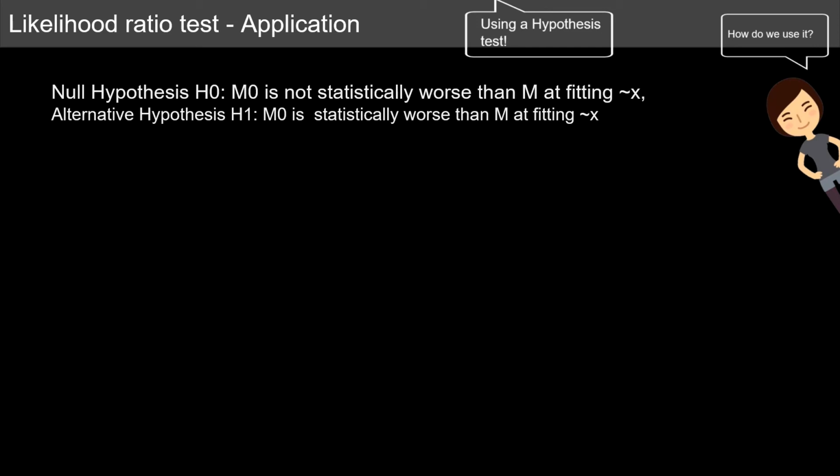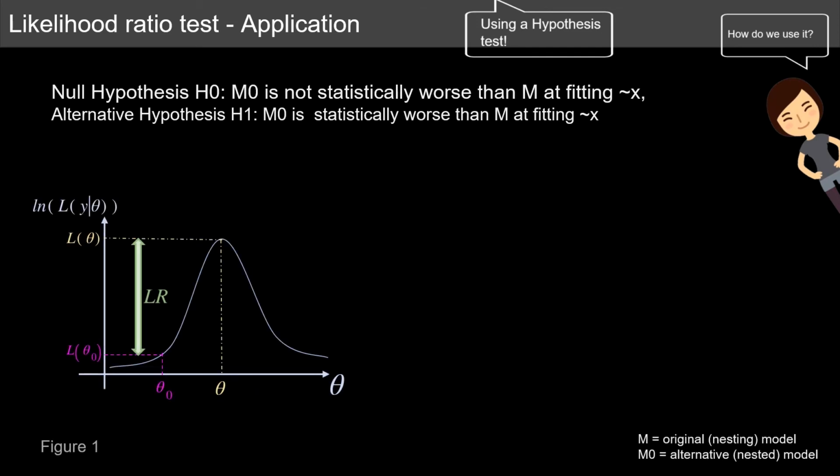Figure 1 shows a graph where the nested model M0 is too different from the original nesting model M. This means that the parameter and weights that got cut off, parameter theta, were too important for the dataset, resulting in a large LR value. This means that we reject the hypothesis H0 and thus keep our original complex model M. Here we are accepting the H1 hypothesis.